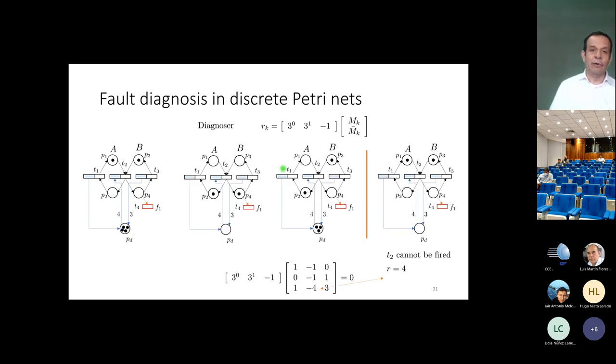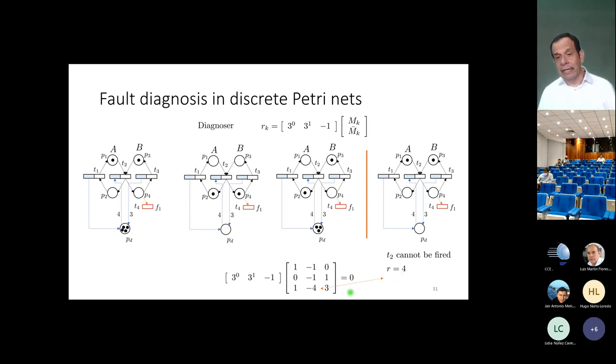Here is how this diagnoser works. If there are no faults, the residue is equal to 0. But when I have a problem here, for example, I try to fire T2 and it fails to fire. So I will have the following. If I try to fire T2, I will assume that the diagnoser doesn't fail, so the four tokens are removed from the diagnoser place. However, these tokens are not removed from place one and place three, because T2 was not fired. If I multiply this vector times this marking, I will find that the residue is equal to 4.